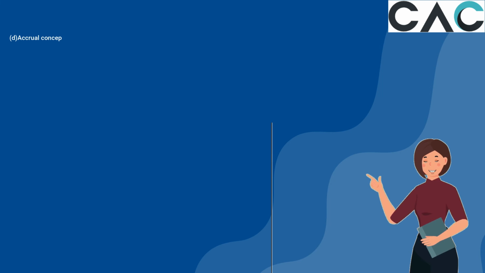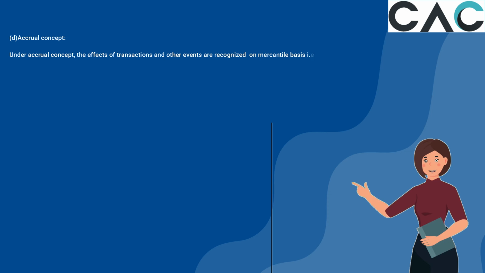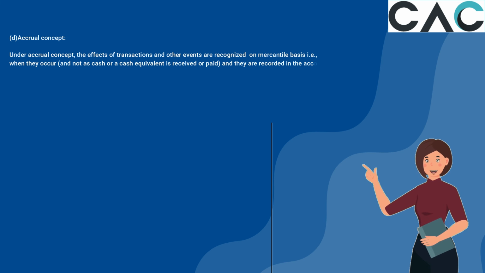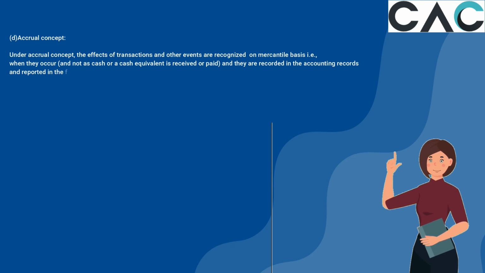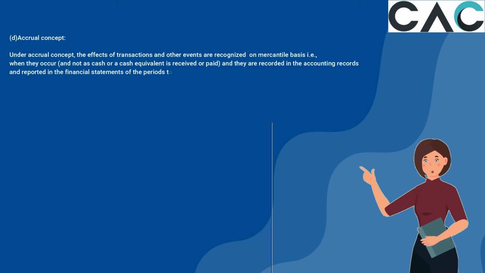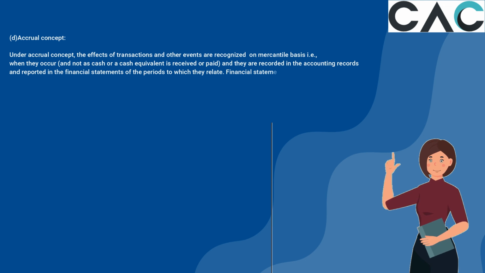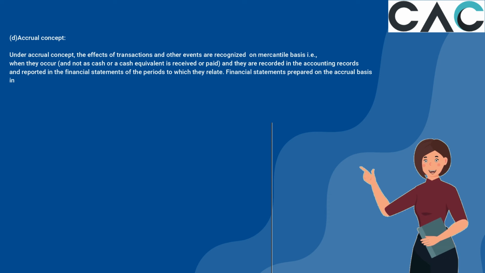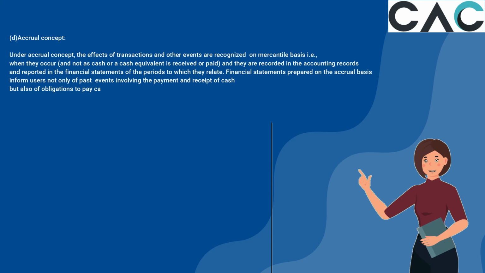D. Accrual concept. Under the accrual concept, the effects of transactions and other events are recognized on a mercantile basis, i.e., when they occur, and not as cash or a cash equivalent is received or paid, and they are recorded in the accounting records and reported in the financial statements of the periods to which they relate. Financial statements prepared on the accrual basis inform users not only of past events involving the payment and receipt of cash but also of obligations to pay cash in the future and of resources that represent cash to be received in the future. To understand the accrual assumption, knowledge of revenues and expenses is required.